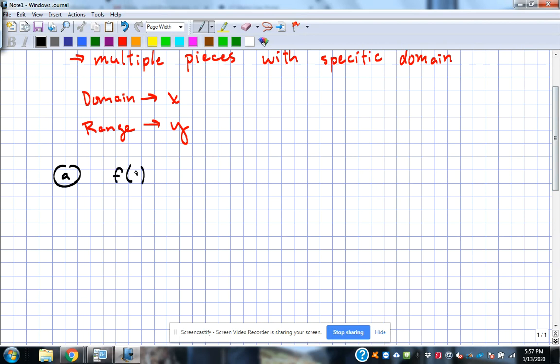F of x is equal to, and then we do this little curly brace thing like that. The first piece is going to be negative 3x plus 4 if x is less than or equal to negative 1. The second piece, and this one's only going to have two pieces, is going to be x plus 5 if x is greater than negative 1.